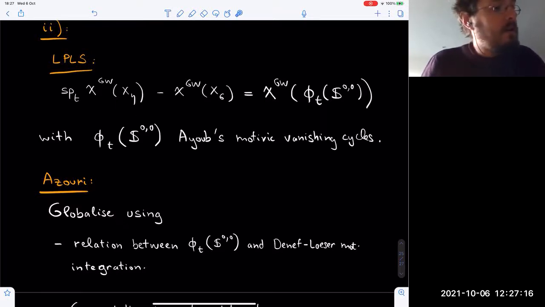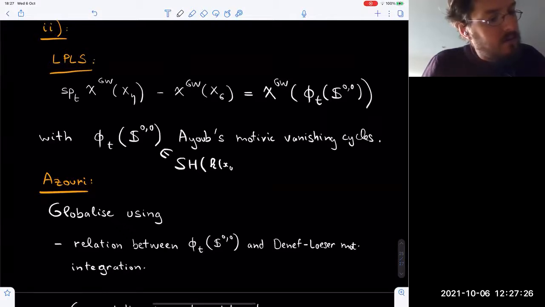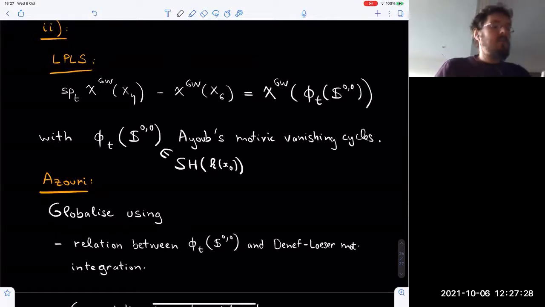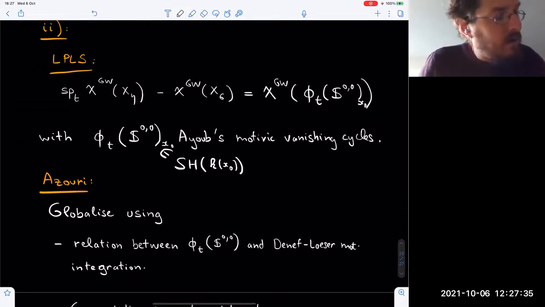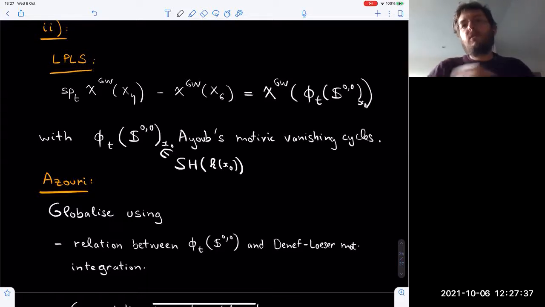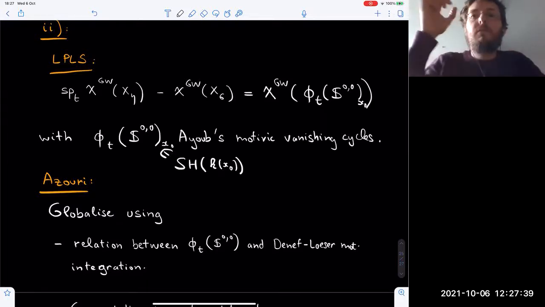So Ayoub has constructed an SH version of the theory of vanishing cycles, and so this lives now in SH of the singularity. And again, it's because we have an isolated singularity. I mean, this should be thought of somehow as the fiber of a more global object, but which in the case of isolated singularity is just concentrated on the singularity.